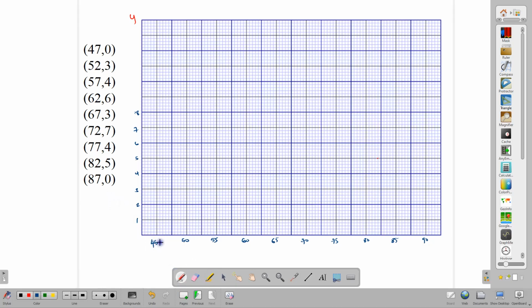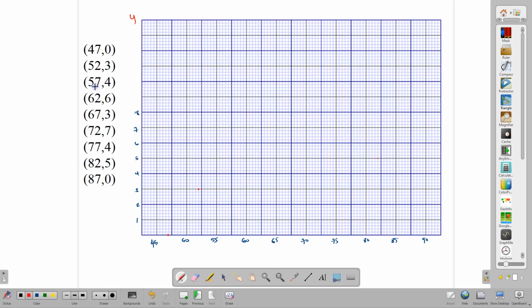And what that means is that 2 tiny boxes would have to represent 1, because there are 10 tiny boxes here representing 5. So 2 tiny boxes represent 1. So importantly, now 47, this is 45. So that's 46, and that's 47. That's 47 to 0 right there. And then the next one would be 52. This is 50, so 52 to 3 would be here.